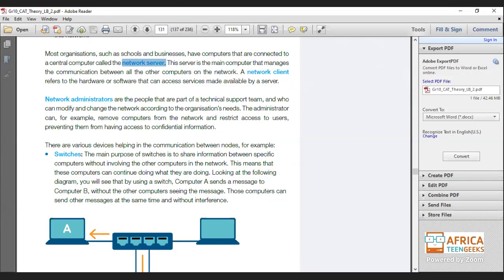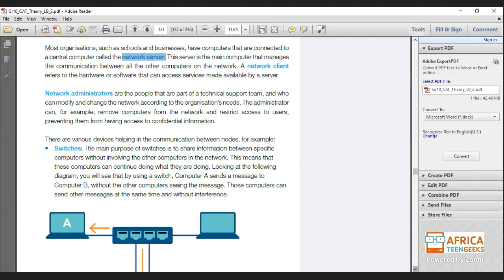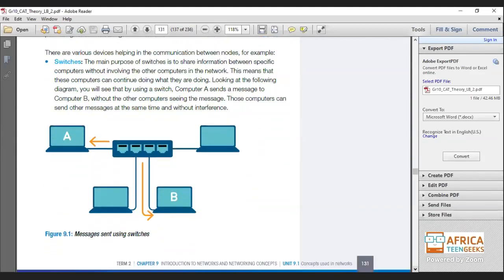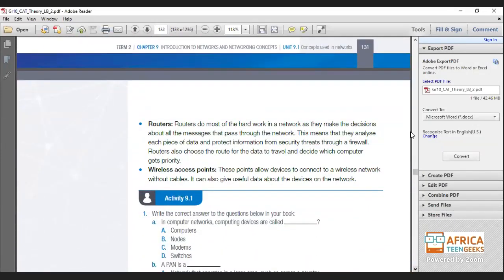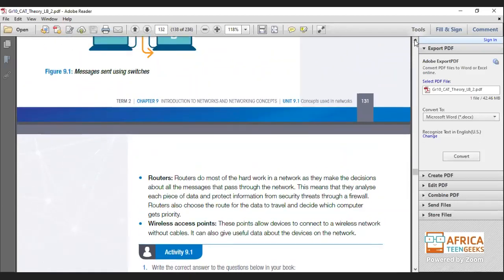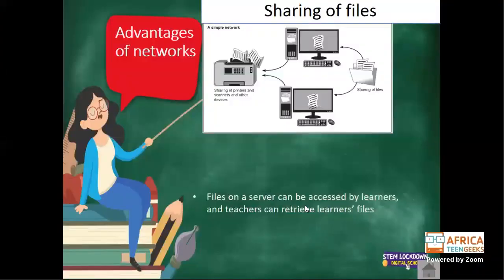Looking at the following diagram, let's check what's going on here. You will see that by using a switch, computer A sent a message to computer B without involving the other computers. So that is what is happening here. So you see here, let's have a look. This is a switch, a central device, because these are the ports that connect these computers all together. So this is a switch now. I believe you understand what a switch is so far. Okay, I'm going back now to the first slide again. I believe we are all on the same page.